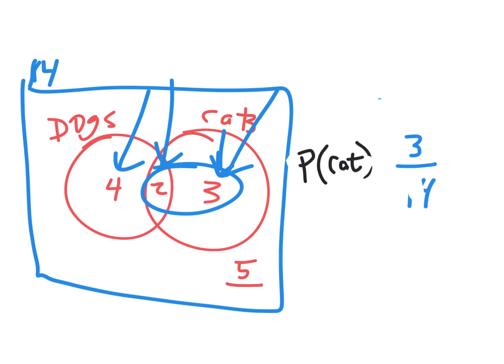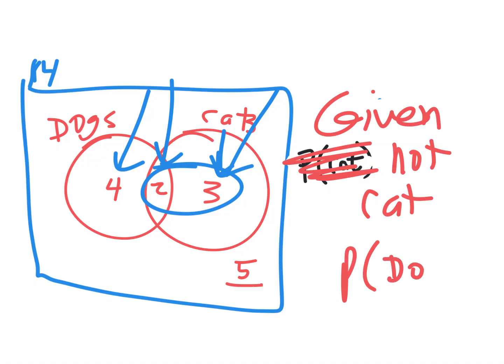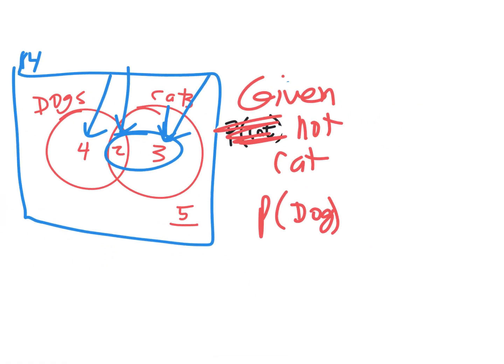Now here's the harder kind. Given that a person does not have a cat. No, that doesn't mean they have a dog. All it says is given not cat. What's the probability of dog? Given not cat.